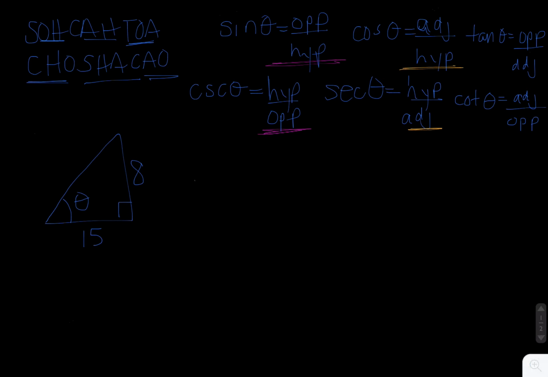Okay, so a squared plus b squared equals c squared.